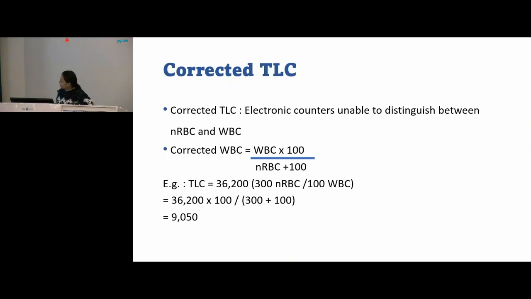So whenever you have a TLC of somewhere around 60,000 or so, and you're having NRBCs in your peripheral smear, then you have to use this formula, which is WBC into 100 by NRBC plus 100, to get a corrected TLC. And then you have to see whether the TLC is really elevated or it is the NRBCs which are being counted as WBCs by the Coulter, resulting in a high TLC. So this is the scenario that you normally see in thalassemia major.